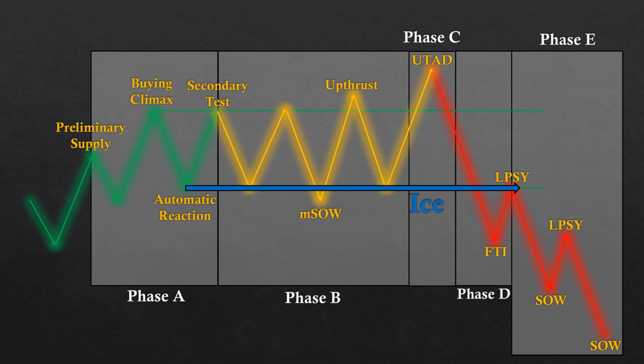The first change of character occurs in phase A, when the market goes from an uptrend to a sideways market, and the second change of character occurs in phases C and D, when the market goes from a sideways move into a downtrend. Let's quickly review the events and phases of the distribution.